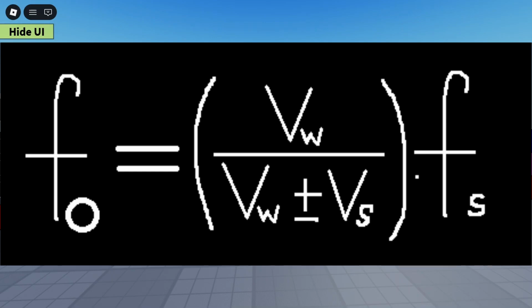And for the plus and minus sign, you have to put a plus sign if the source is receding, otherwise a minus sign if it's approaching.